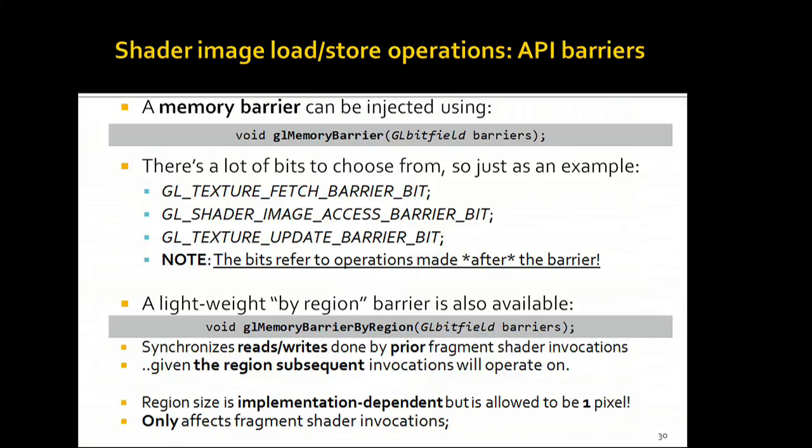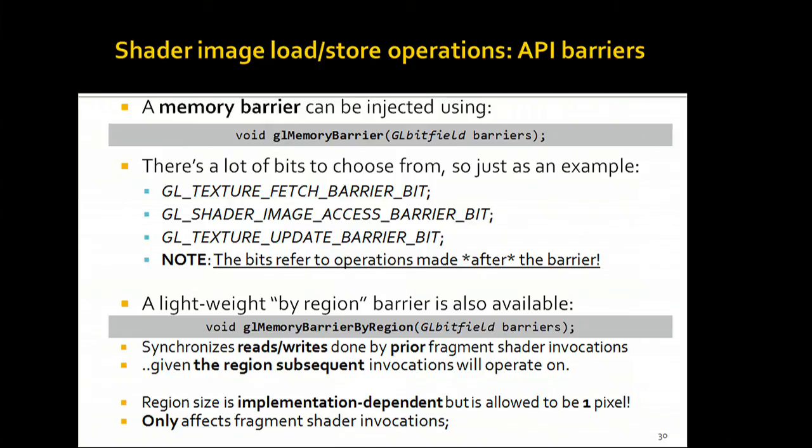Meaning that, for instance, if you render a quad that is not taking the whole screen space, and your subsequent fragment shader invocations will also operate on that very region, you can use glMemoryBarrierByRegion. Now, the difference between the two is that this function will only synchronize all read-write operations performed on that very particular region, instead of synchronizing operations for all the texels of your render target.